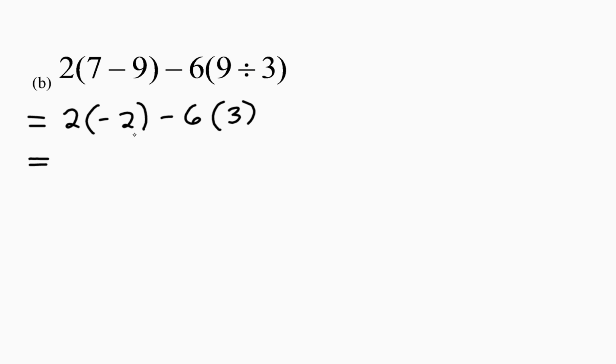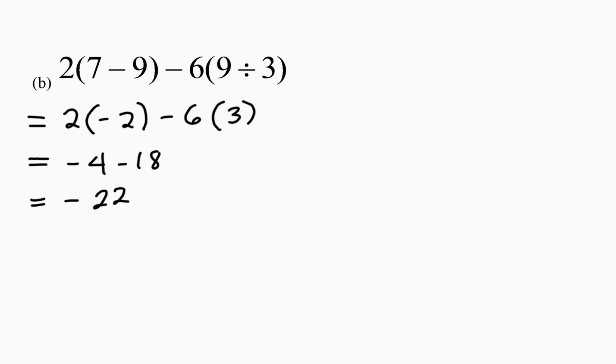Remember, this isn't really a bracket anymore. It's a bracket when there's something inside to do. In this case, it's just showing multiplication, showing that you happen to be multiplying by a negative number. So 2 times -2 is -4. 6 times 3 is 18. And -4 minus 18 is -22.